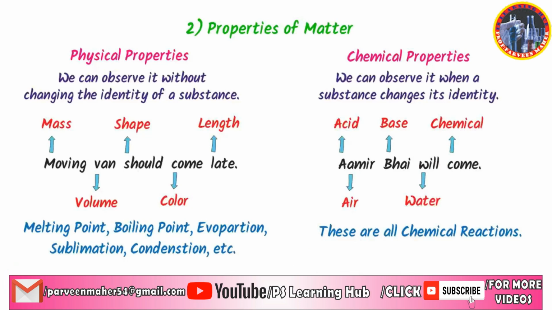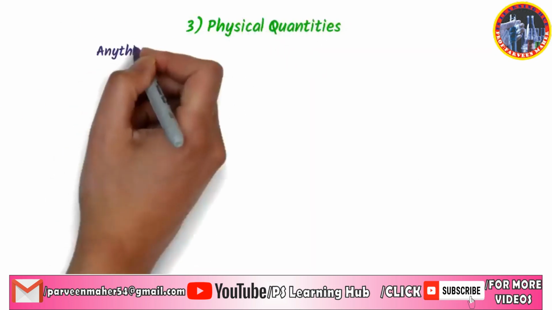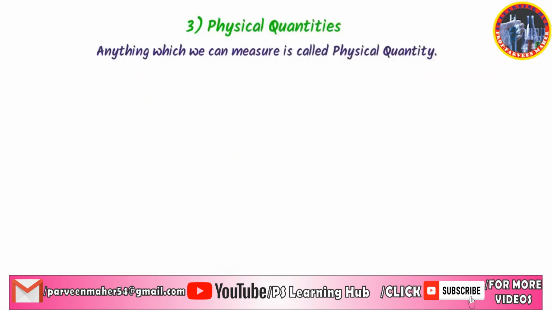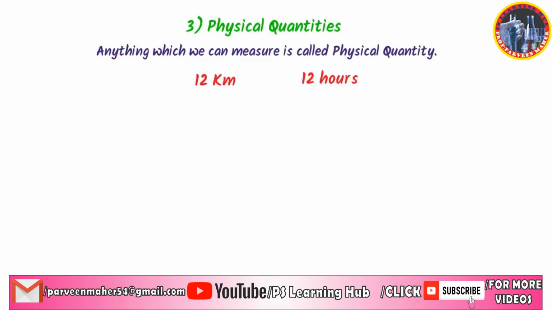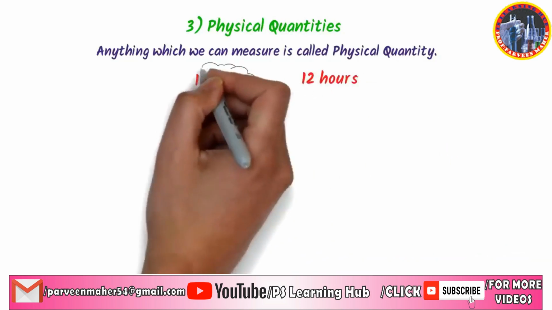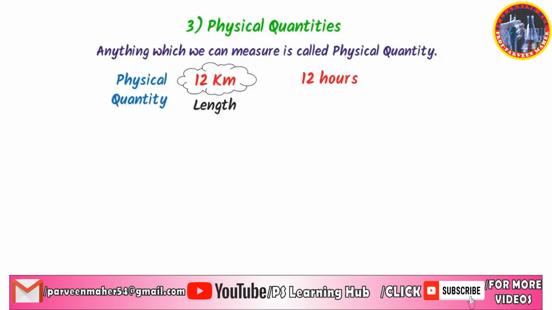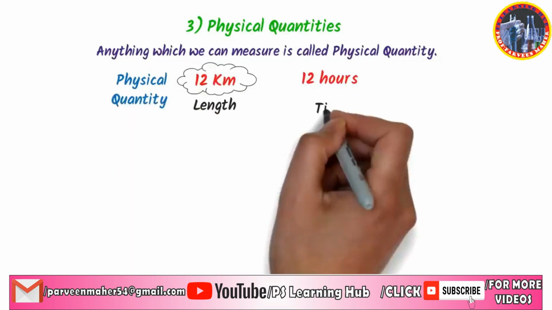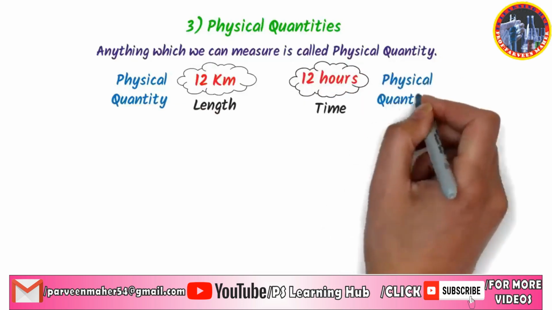Now let me teach you the third topic, physical quantities. Well, anything which we can measure is called a physical quantity. For example, consider 12 kilometers or 12 hours. Here, we can measure the length of anything like 12 kilometers, so length is a physical quantity. Similarly, we can also measure time like 12 hours. So time is a physical quantity.